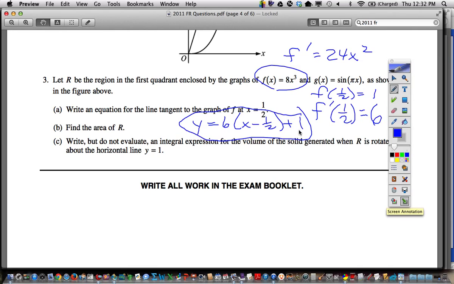Equation of tangent line, right? Need the point, need the slope, and x equals 1/2 of the f graph, and away you go. Okay? Probably a couple of points on that one, maybe 3 even.